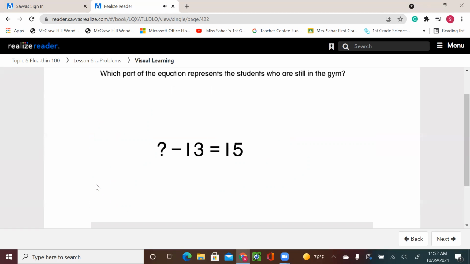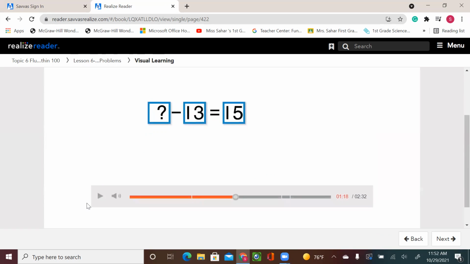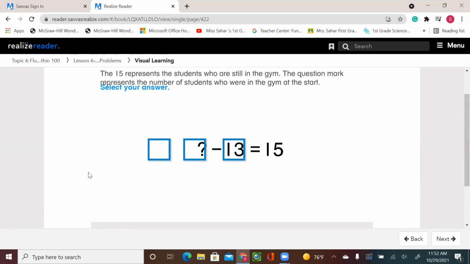Which part of the equation represents the students who are still in the gym? The 15 represents the students who are still in the gym. The question mark represents the number of students who were in the gym at the start.